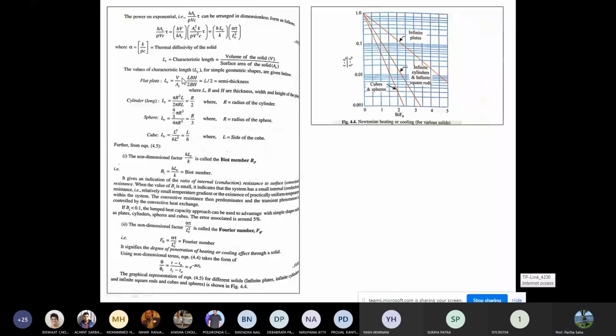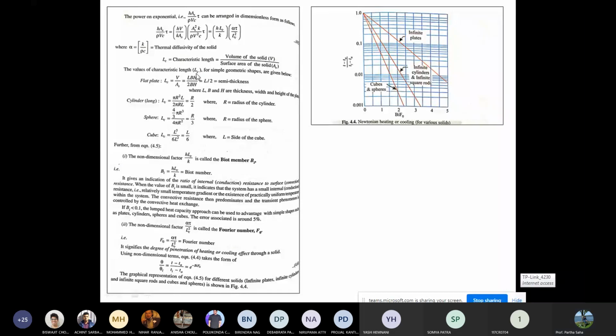That is semi-thickness. For a cylinder, volume is pi r square L, surface area is 2 pi r L, so Lc is r by 2, that is half of the radius of the cylinder. For a sphere, it is 4 by 3 pi r cube divided by 4 pi r square, that is r by 3, 1/3 of the radius. For a cube, L cube by 6 L square, that is L by 6, 1/6 of the side of a cube. So you can see Lc varies for different geometry, but this is a very useful term. We'll see when you do some numericals for different geometry how Lc is useful, right?